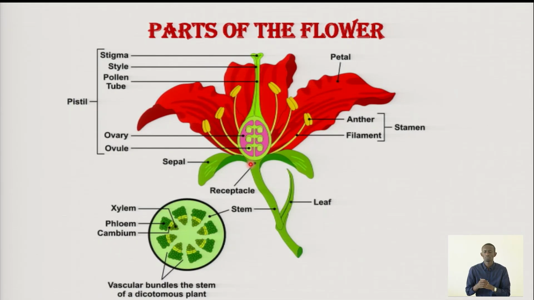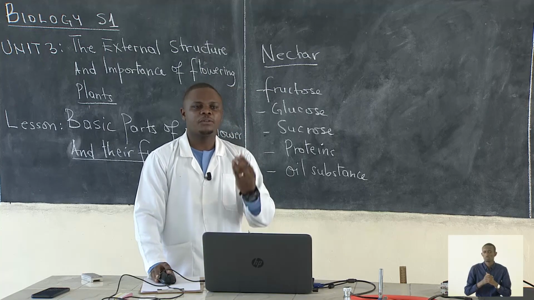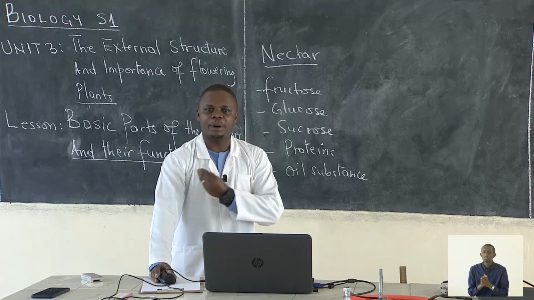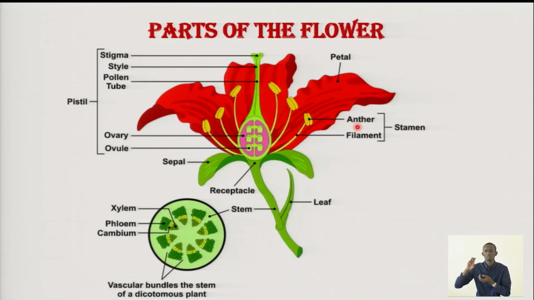Now, let us make a quick review of the parts of the flower. We have seen it has receptacle, which holds other parts of the flower because you can see other organs attached there. Then it has sepals for protecting the young parts of the flower. It has petals which are colored to attract insects. Then the flower has stamen, the male part of the flower, made up of the filament for holding the anther in proper position. Then there is anther, which produces pollen grains.